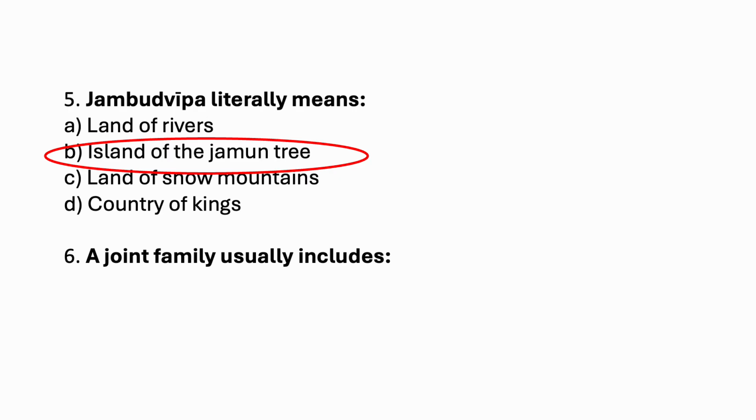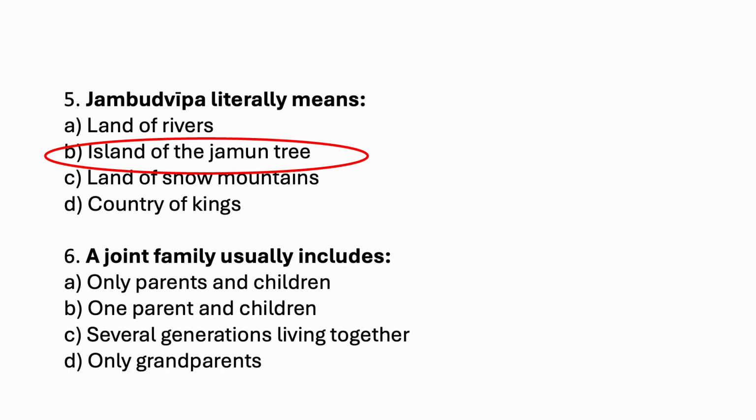Next one, a joint family usually includes. Options are only parents and children, one parent and children, several generations living together, only grandparents. Which is the correct answer? A joint family usually includes several generations living together. Grandparents, parents, uncle, aunt, cousins, etc.